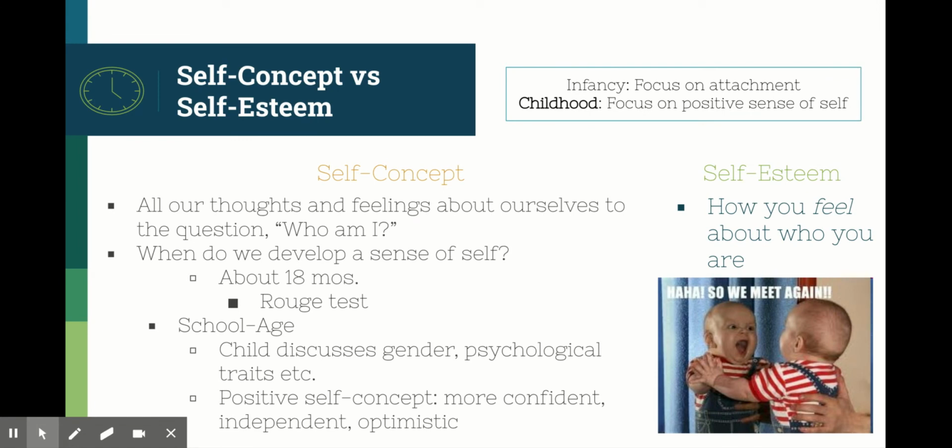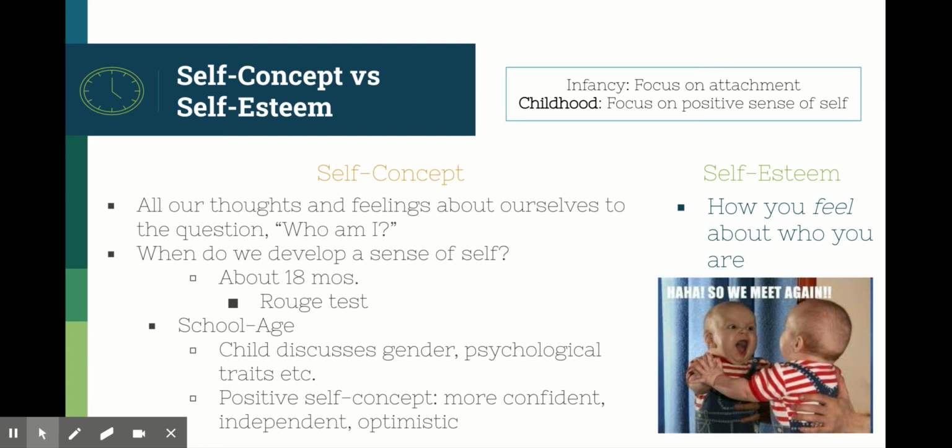Okay. Self-concept versus self-esteem. While in infancy we focused on attachment, during childhood, as a child grows, we focus on this positive sense of self. So what is the difference between someone's self-concept and their self-esteem? Self-concept is defined as all of our thoughts and feelings about ourselves. If I were to ask you the question, who are you?